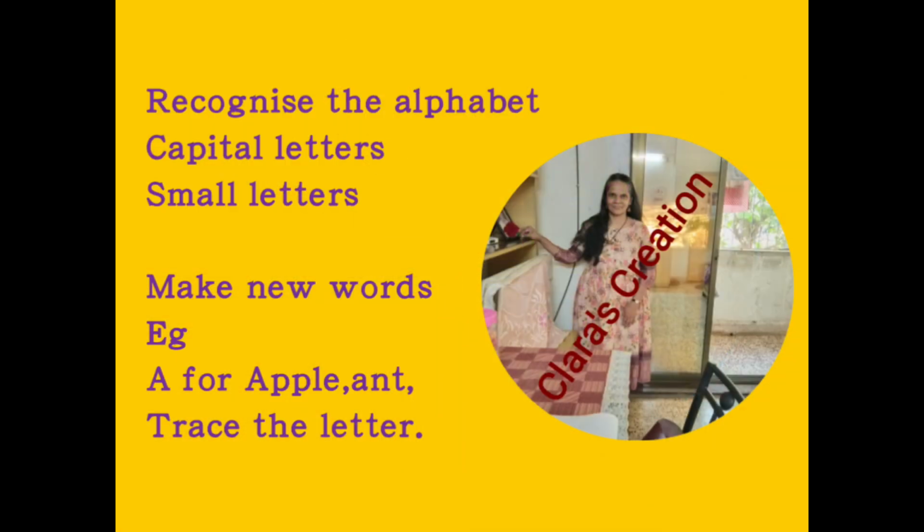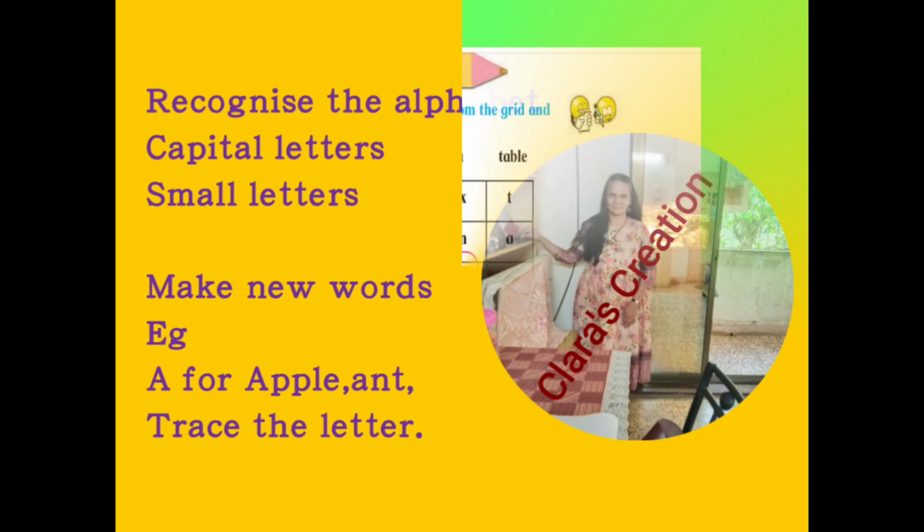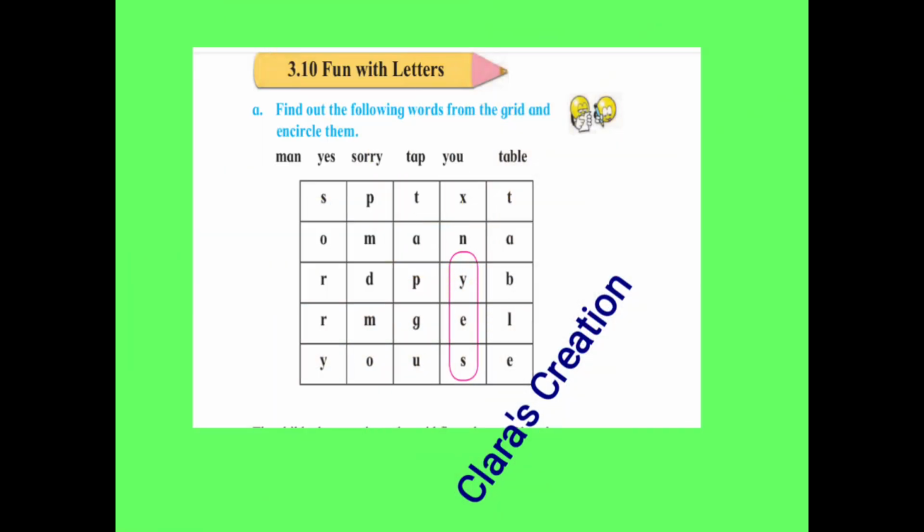Now what we learned was to recognize the alphabets, that is capital letters and small letters, then make new words. For example, A for apple, A for ant, and then trace those letters and words. After that, we are going to use this puzzle and search for three-letter words from this grid, and we are learning fun with letters, that is vocabulary building and building up our word power.